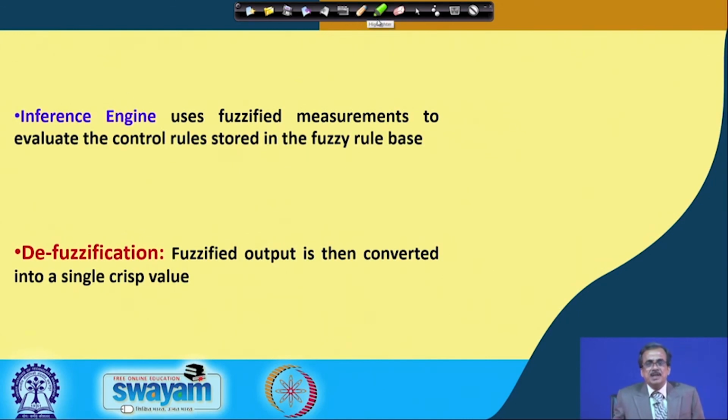And once you have got the fired rules, for each of the fired rules we will be getting the output, and then we combine them; how to combine, that I am going to discuss in detail. And once you have got that fuzzified output, then how to determine the crisp value corresponding to it, so that we get some crisp value for the output and we can control the process.